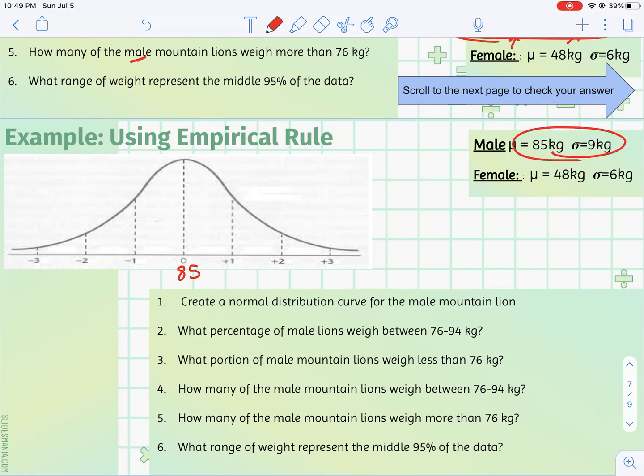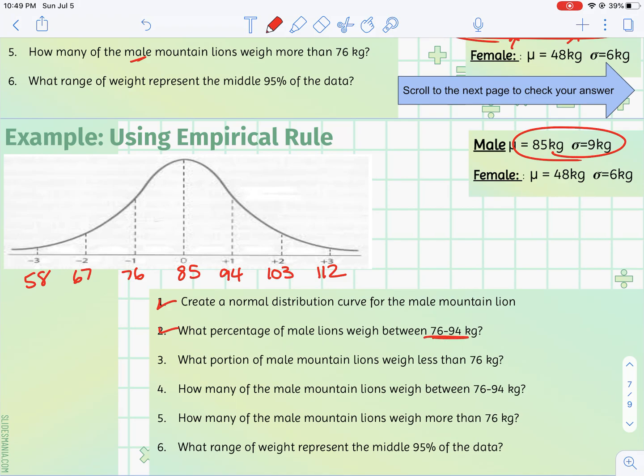So before I even do anything, I'm going to go down here to my normal distribution curve. I'm going to put my mean. The standard deviation is 9, so I'm going to count up by 9. So I got 94, 103, 112. On the left side, I got to count back by 9, subtract 9 each time. Okay, so I got my curve.